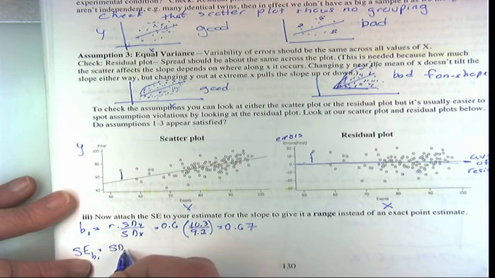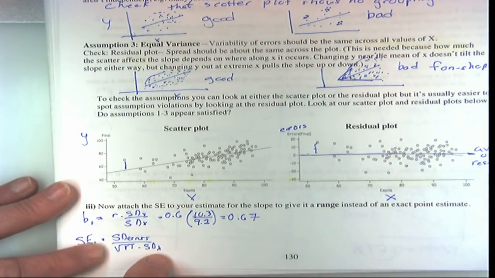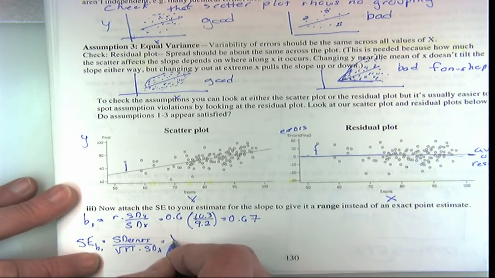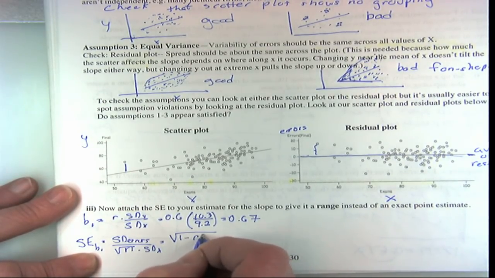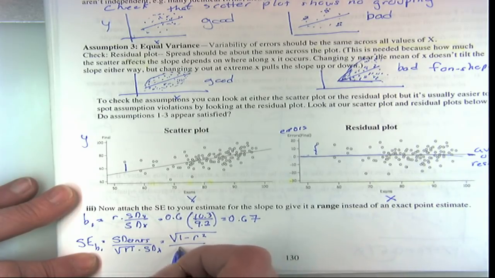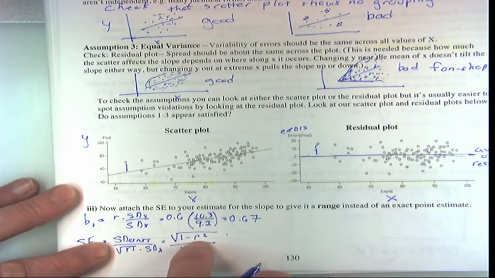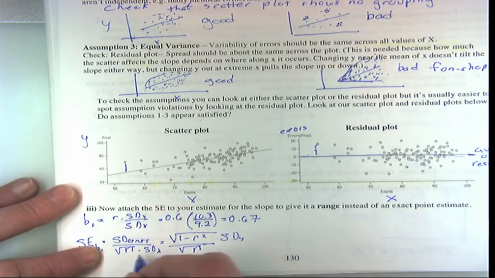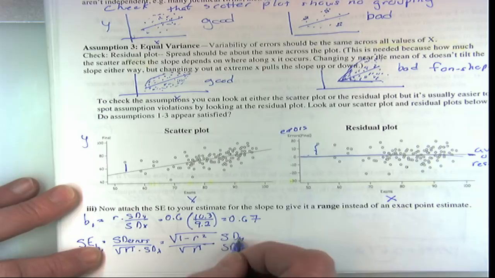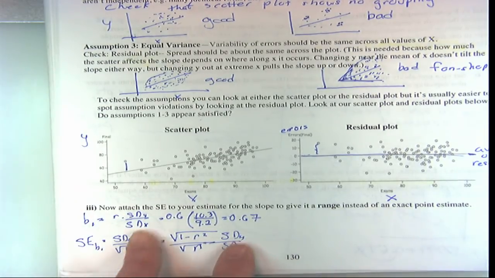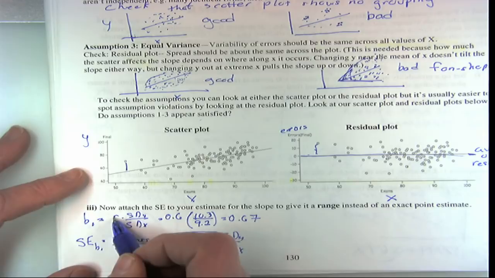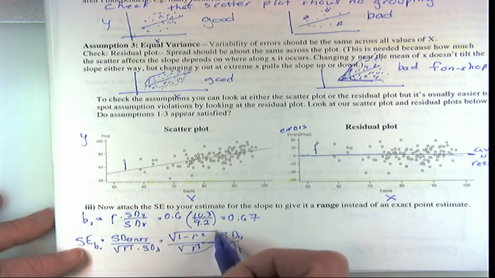It's the standard deviation of our errors over the square root of n, and then it's times this SDX. That's the hard part to remember. But so that's the square root of 1 minus r squared, I'm just writing it down again, trying to help you remember it, over the square root of n. And then you can think of it as the square root of 1 minus r squared times SDY, and now we have this SDX. So you can think of it as SDY over SDX, just like we have here. So here you have an r for the slope, and this is like a measure of the error around the slope.